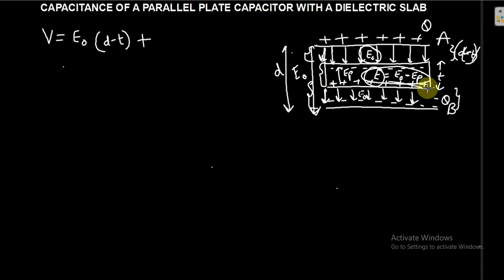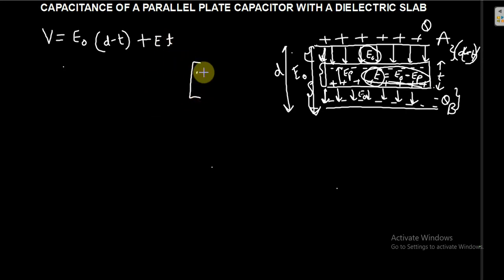Plus, now the dielectric slab is there and the dielectric slab has some net field. So what is that net field? That is your E. That E is equal to E0 minus EP, but here I am going to write only E. And what is the thickness of this region? That is your T.